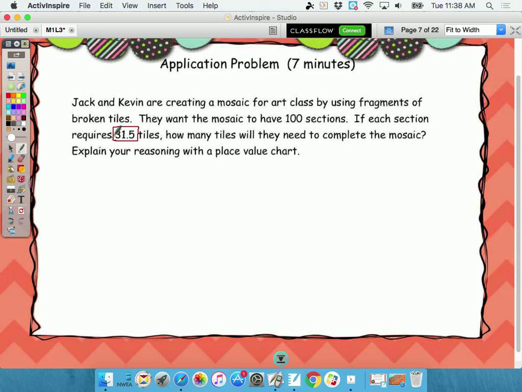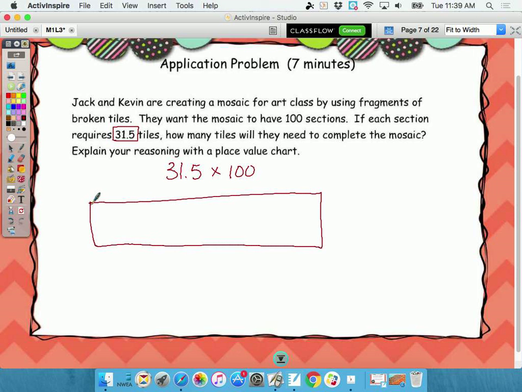But Cooper just told you the answer that anytime I see 0.5, it means 1/2, because 5 is half of 10. And is this tenths place? Okay, so 31.5 tiles for each section. How many sections do they want to make? What's your problem? Tell me your problem. 31.5 times 5. I mean, not times 5 times 100. Okay, now it says you have to explain your reasoning with a place value chart. 300. Now I don't want to know the answer. What do I want to know? What it looks like. Oh my, that's a bad place value chart.